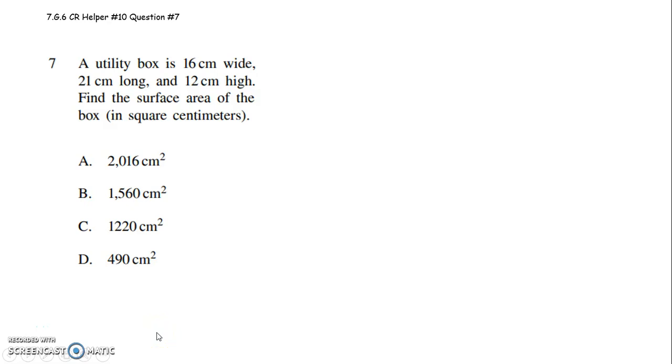All right, 8th graders, this is to help you with question 7 on CR10. It says a utility box is 16 centimeters wide, 21 centimeters long, and 12 centimeters high. Find the surface area of the box, okay? Surface area means the outer covering of the box.